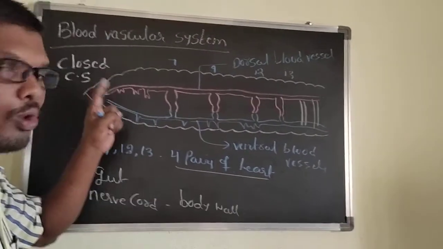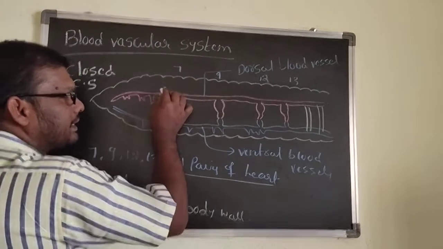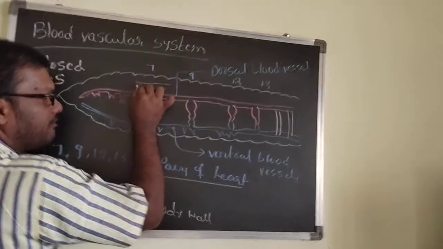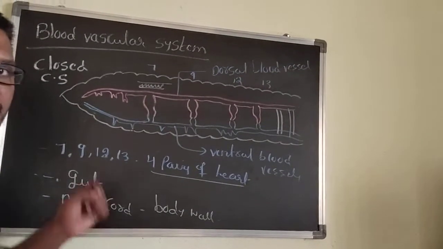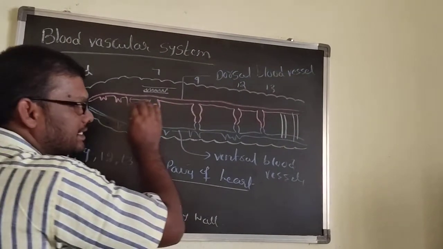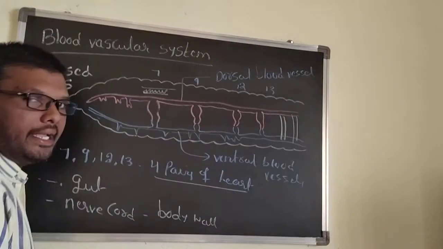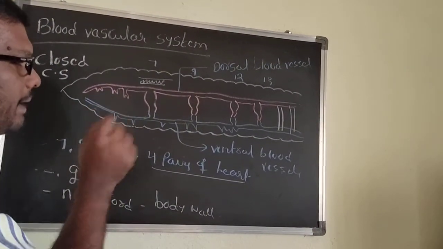The system is the closed circulatory system. It means the blood is confined in the blood vessels only. By the contraction of these vessels, the blood is circulated in the body. This is regarding the blood vascular system.